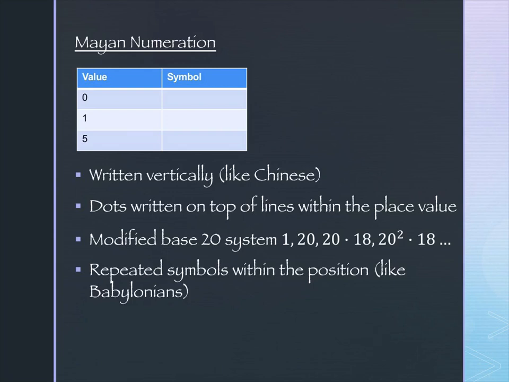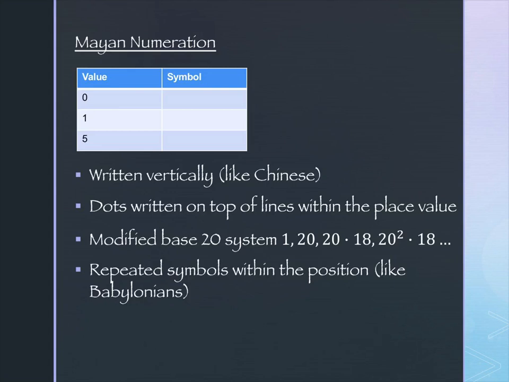So in their system, they had 3 symbols. The symbols represented the numbers 0, 1, and 5. Okay? The 0 symbol is the most interesting, and at least we have one. The Babylonians didn't have one, right? And we saw the problem that caused.